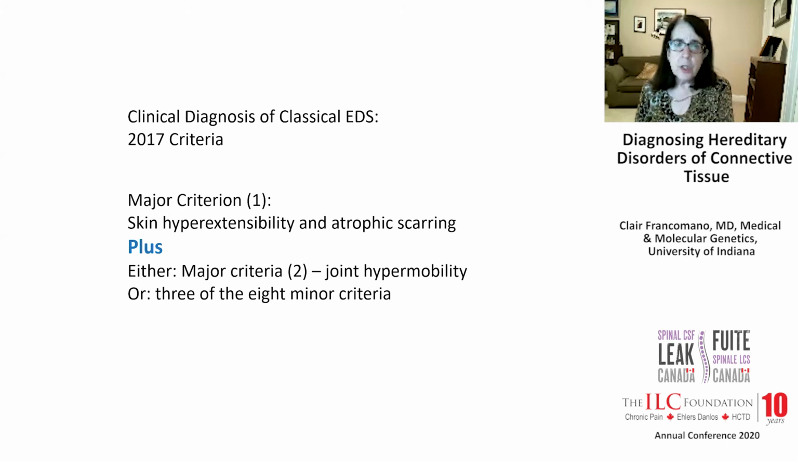So according to the 2017 criteria for diagnosis of classical Ehlers-Danlos syndrome, we want to see the first major criteria. It is required. So we must see skin hyperextensibility and atrophic scarring. And then in addition to that, we need to have either the second major criteria, which is that of generalized joint hypermobility, or 3 of the 8 minor criteria. And you can establish a clinical diagnosis of classical EDS in that way.